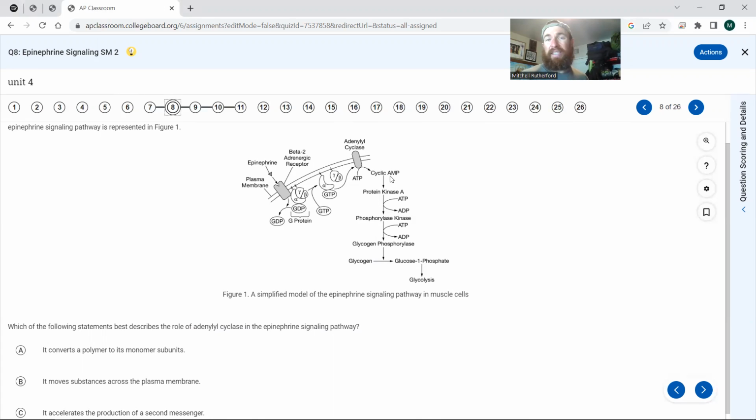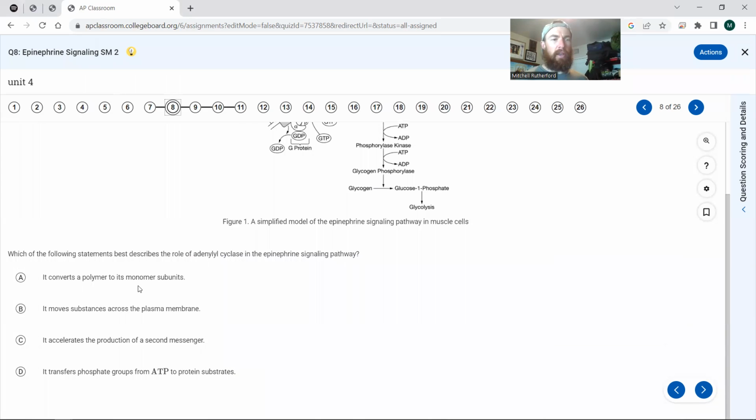AMP is adenosine monophosphate, so it's only got one phosphate. ATP is adenosine triphosphate. It's got three. And you're like, where is the second one? ADP. That's what we usually talk about in class. Forget it. Okay, we know what ATP is. Even if you don't know what AMP is, you know that's what adenylyl cyclase does. Okay, so let's see if we can find the answer out of that.